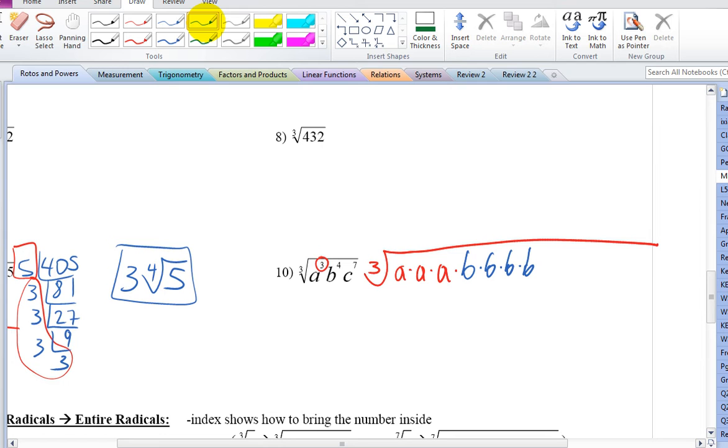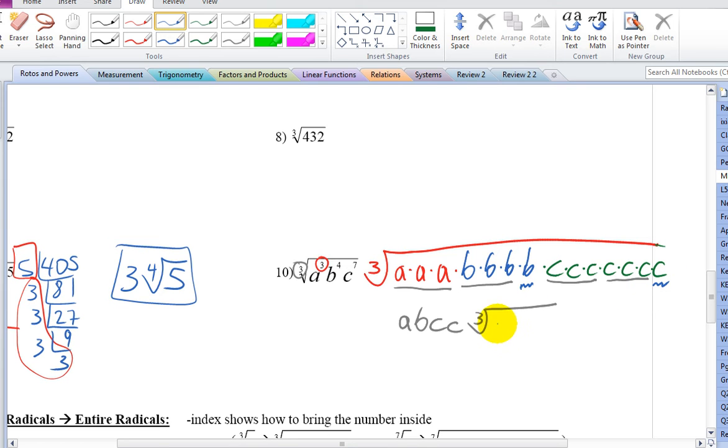How many c's are there going to be? 7. So it'll be 1, 2, 3, 4. Okay. So the index tells us to look for groups of 3. So here's a group of 3, we can take out an A. Here's a group of 3, we can take out a B. Here's a group of C, we can take out a C. Another group of C, and what's left over? Right? 1B and 1C.